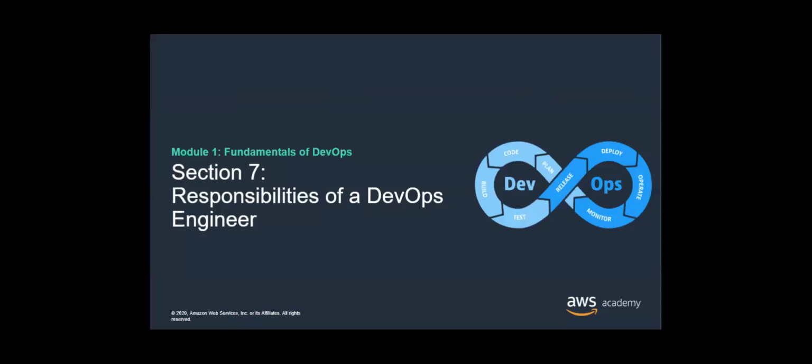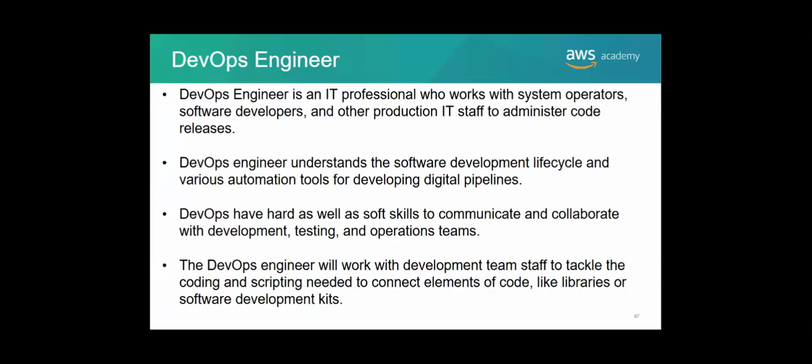Next, as you said, you are going to become a DevOps engineer. First, you should know what your roles and responsibilities are. So let us see what a DevOps engineer is. A DevOps engineer is nothing but an IT professional who works with system operators, software developers, and other IT production staff as well. But he understands the software development life cycle and various automation tools for developing a digital pipeline.